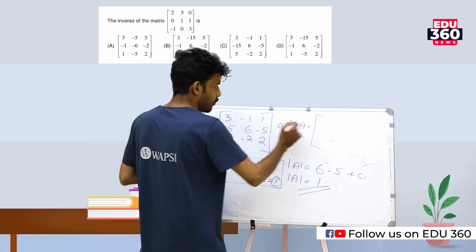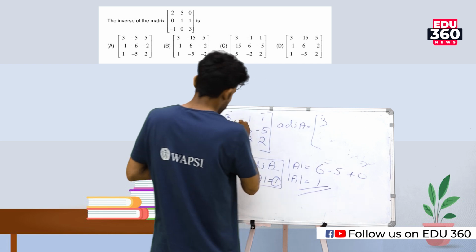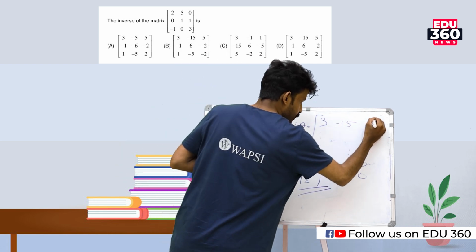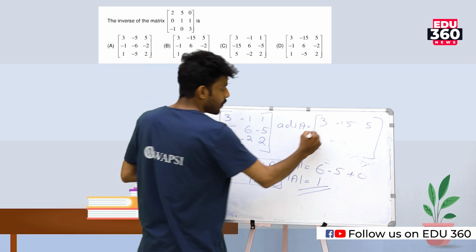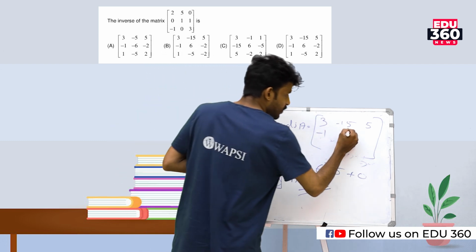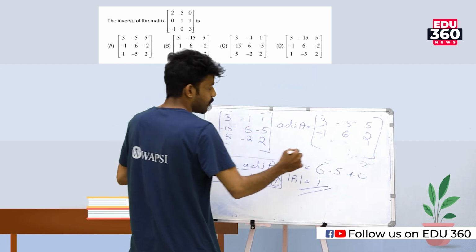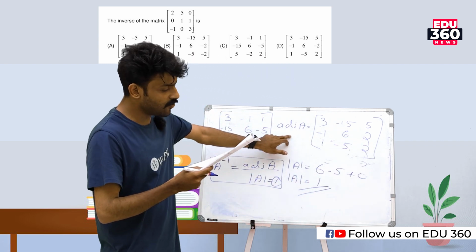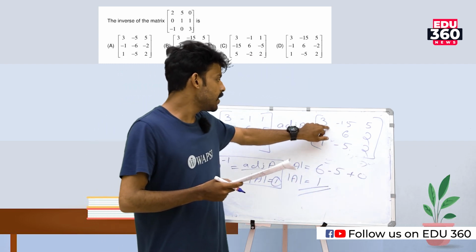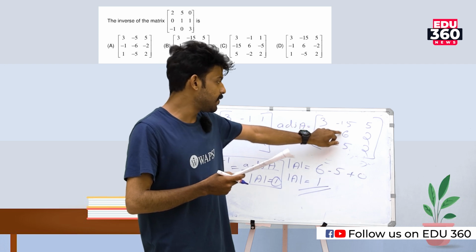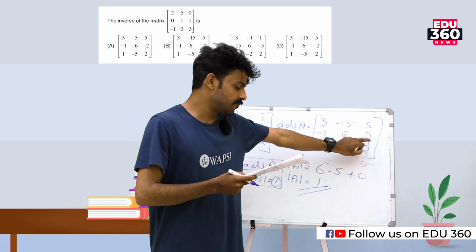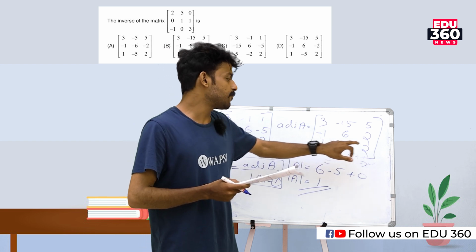So the first row will become 3, minus 15, 5. And the second row is minus 1, 6, 2. And the third row is 1, minus 5, 2. So the adjoint matrix, adjoint A, is equal to: the first row is 3, minus 15, 5, the second row is minus 1, 6, 2, and the third row is 1, minus 5, 2.